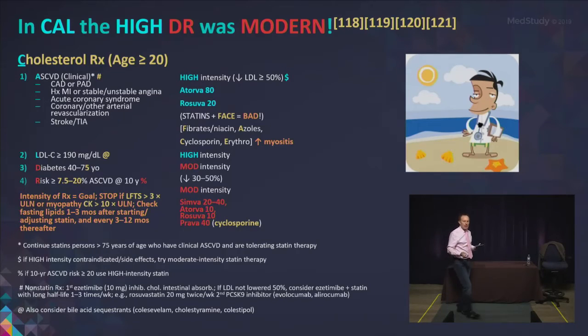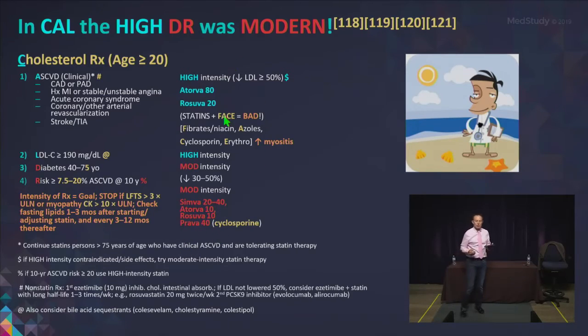Now, what about the doctor was modern? So those who have diabetes, who are 40 to 75 years old, or those who have a 7.5 to 20% atherosclerotic risk at 10 years, they should receive the moderate intensity statin. And those are typical doses like Simva 20 to 40, Atorva 10, Rosuva 10, Prava 40.